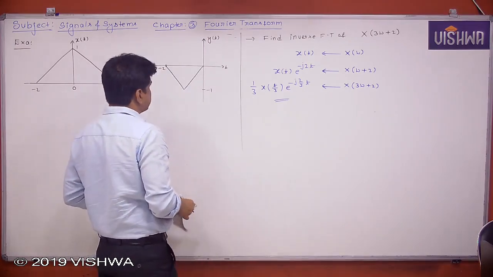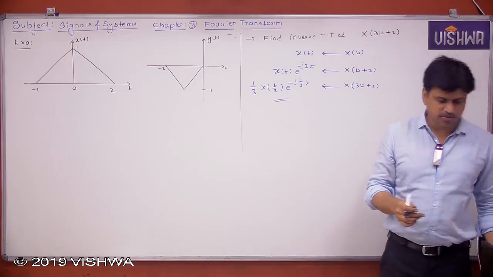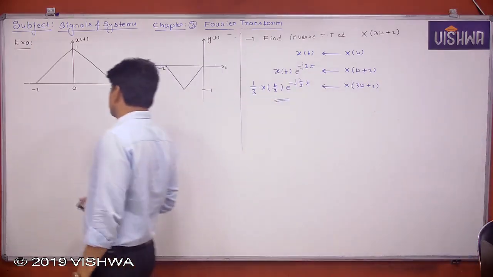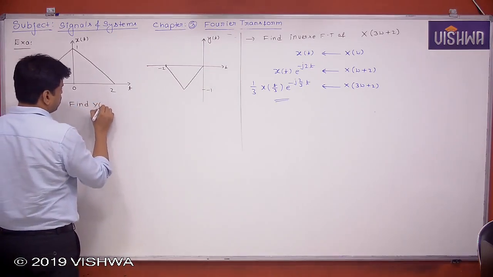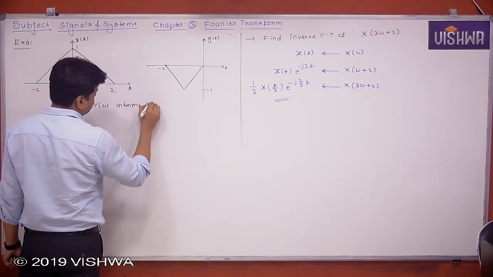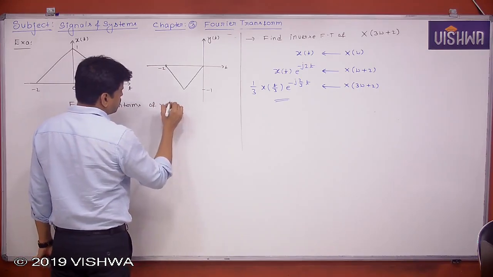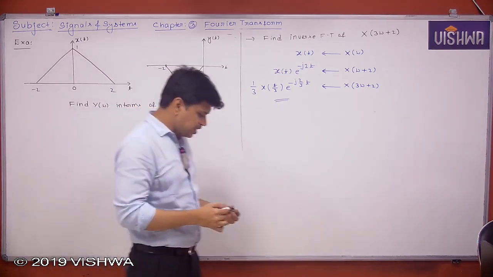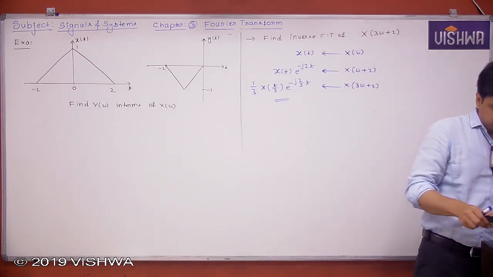So they want to calculate what is y of omega in terms of x of omega. So find y of omega in terms of x of omega. So first we have to know what is the relation between y of t and x of t. That is the first thing we have to know.